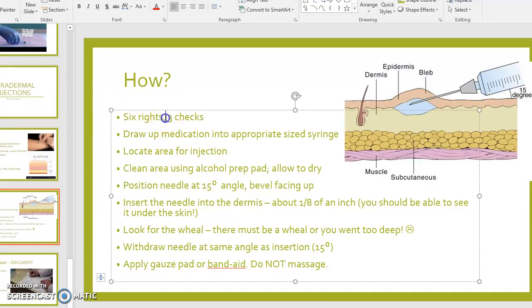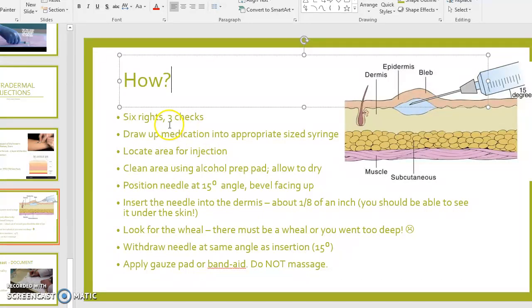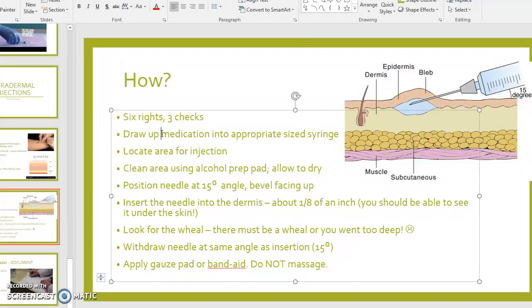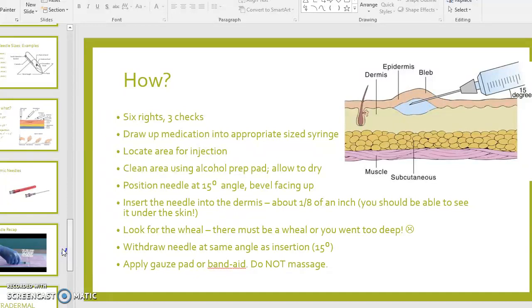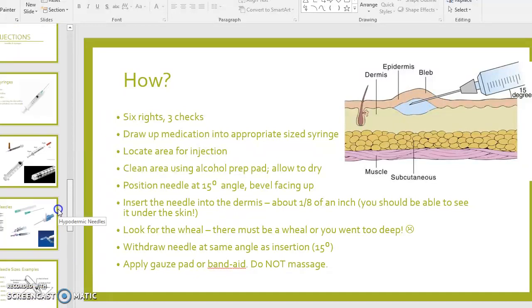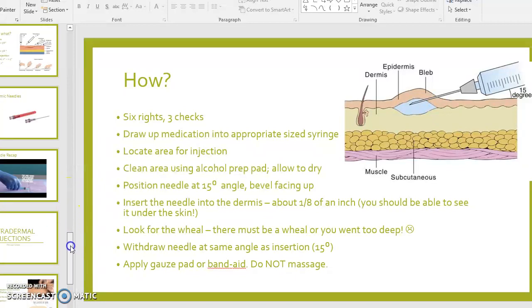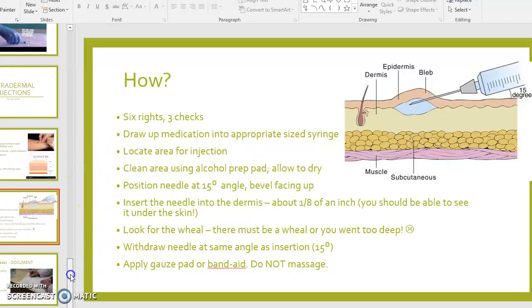So how are we going to perform this? Well, again, you do your 6 rights, your 3 checks, and this is all in your checklist book. You draw up your medication into an appropriate size syringe and use an appropriate size needle. Remember, we already said that TB injections have a special size syringe. That's way up here. So you get your 1 ml TB syringe, so make sure you look at that. If you don't know which one it is, have somebody help you tomorrow in class.